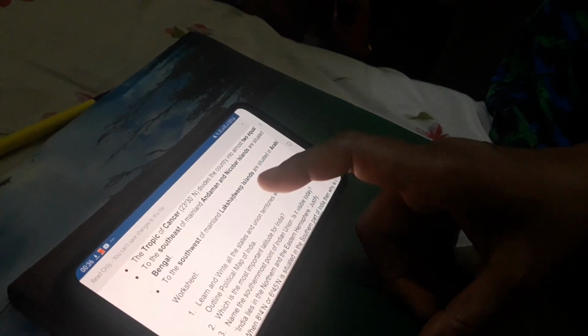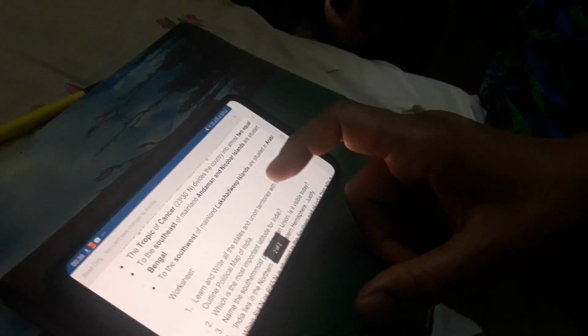Now, the Tropic of Cancer. We are having two tropics dividing the earth. Tropic of Cancer lies in the northern hemisphere and it divides our country into two equal parts. Now, we are having two island groups. To the southeast of mainland, Andaman Nicobar island groups are situated, that is in the Bay of Bengal, and to the southwest of mainland, Lakshadweep island groups are there in Arabian Sea. So here we have already discussed the locational status of our country, India.